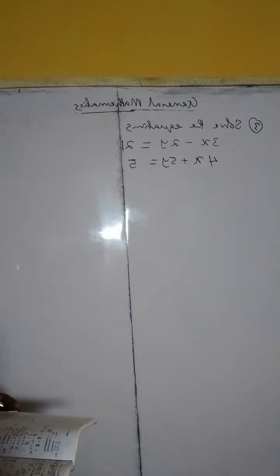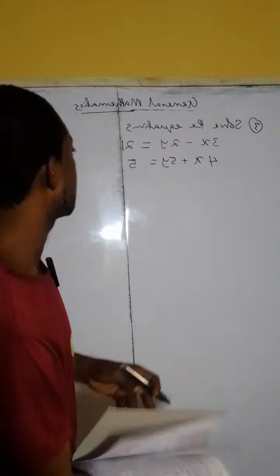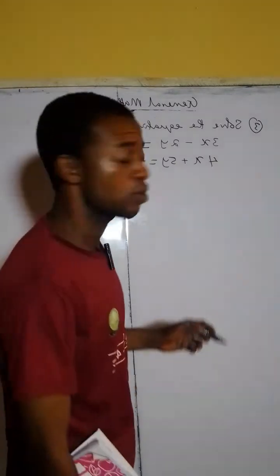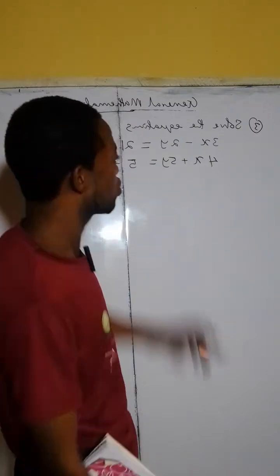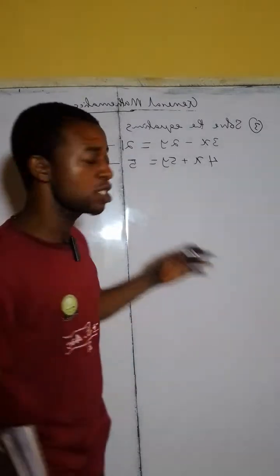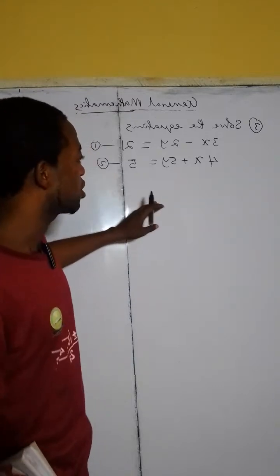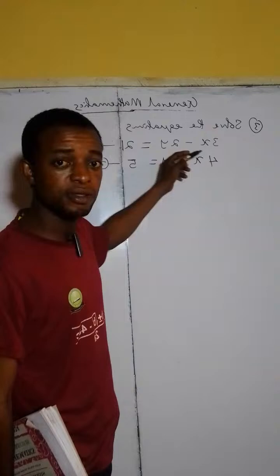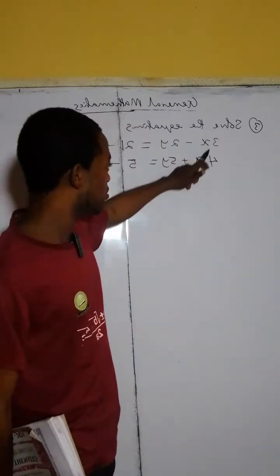This is a simultaneous equation. So we can use any method of our choice to solve this, and the easy one we can use here is the elimination method. So if this is equation 1 and this is equation 2, in order to eliminate any of the variables, we must make the coefficient of the variable we are interested in the same. Now, if we want to eliminate x here, we must make sure that x has the same coefficient.